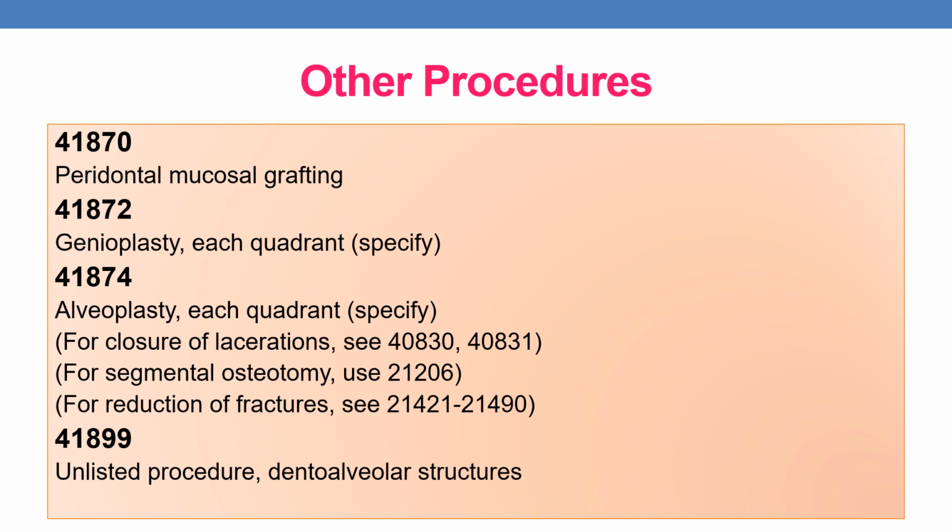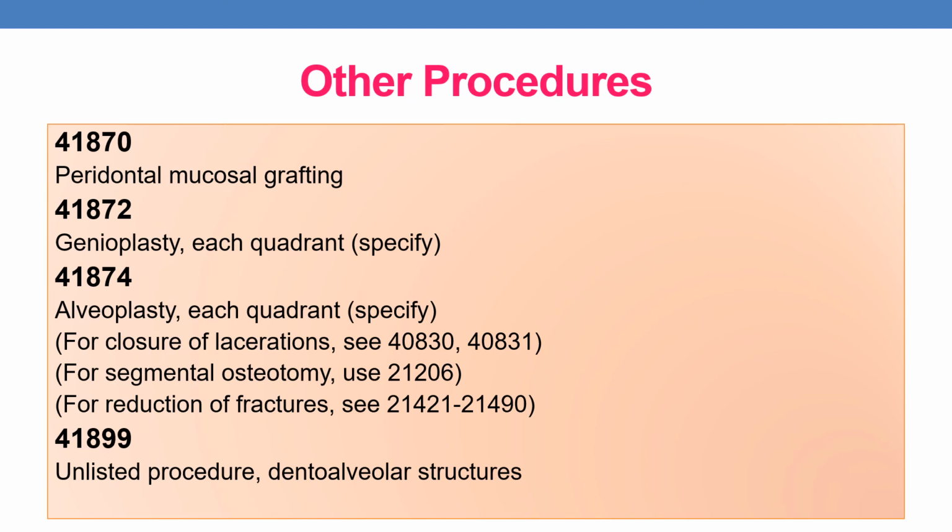Finally, coming to other procedures, the first CPT is 41870. It deals with periodontal mucosal grafting. The next CPT is 41872. It deals with gingivoplasty, each quadrant specified. The next is 41874. It deals with alveoloplasty, each quadrant specified.